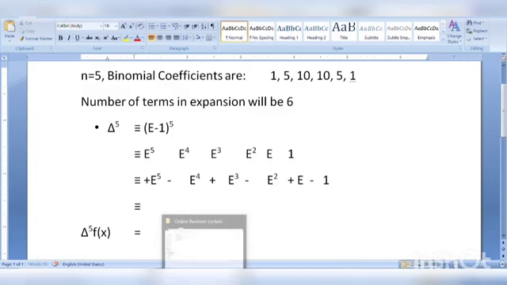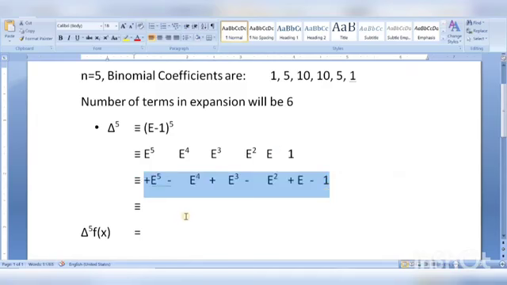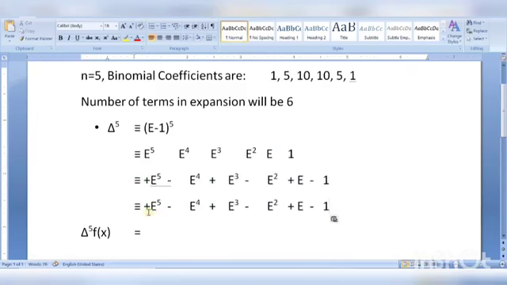Now I will just pick up these coefficients and substitute them here. So in the next step, the coefficient is 1, so we don't write it, and also the plus sign for the first term we don't write. So the first term is e raised to 5, then the next coefficient is 5, so here I will write 5. The next coefficient is 10, so here I will write 10. Then the next coefficient is 10, I am writing 10. The next coefficient is 5, so I am writing 5. So here is the expansion of delta raised to 5.